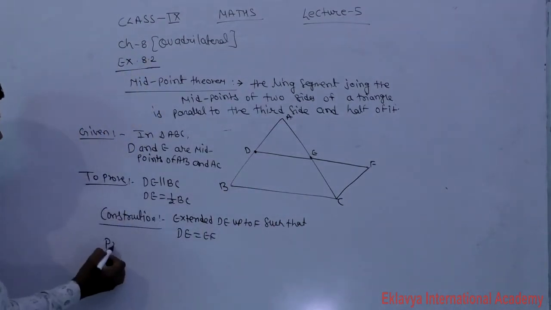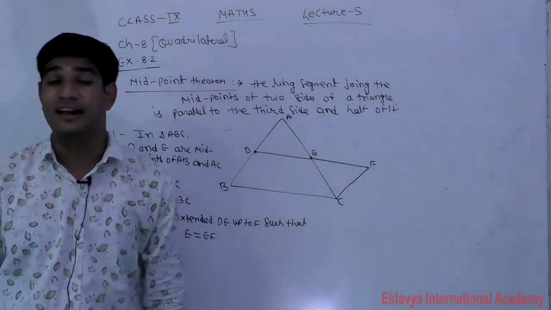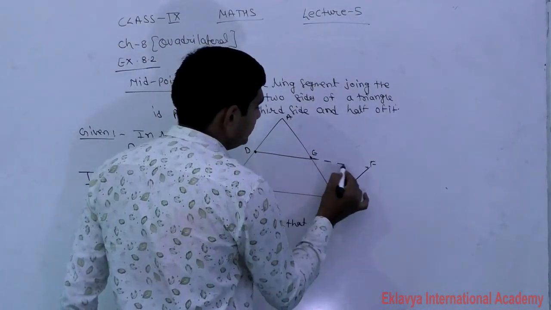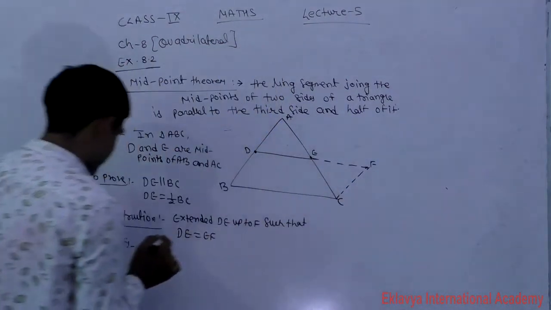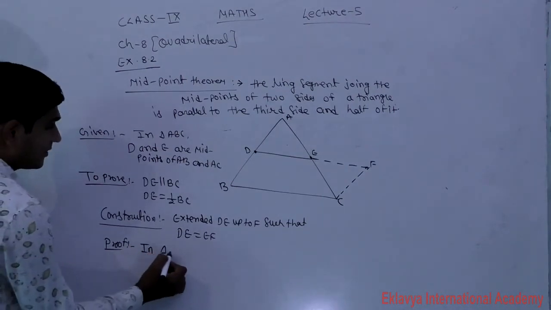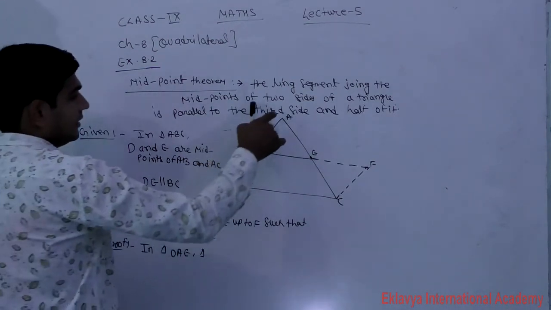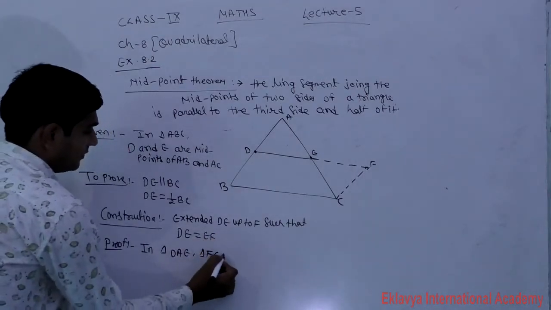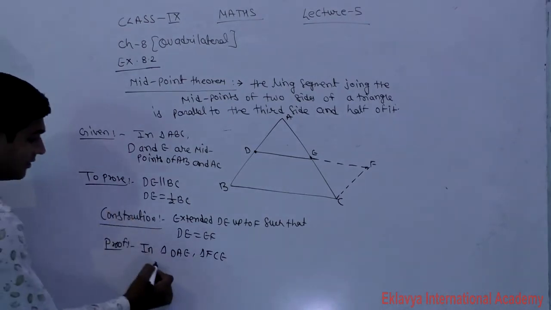Now in proof part, firstly we will prove that these two triangles are congruent triangles. क्या करना है आपको? इसको dotted line से show कर दूं. We will prove that this triangle and this triangle are congruent. So in triangle DAE and second triangle FCE, how will we prove congruency here?